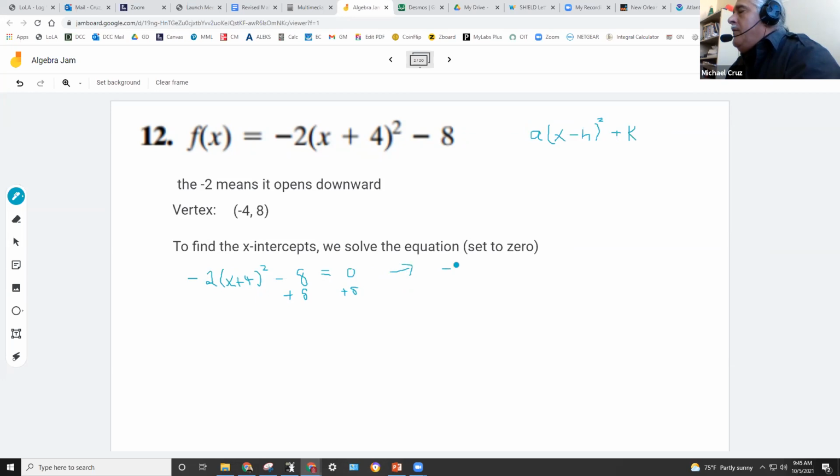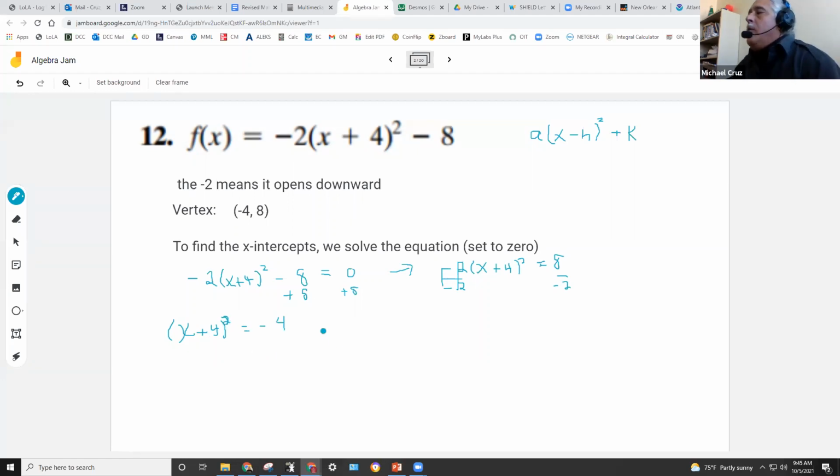So then we got negative... is equal to 8. And now I'm going to divide both sides by -2. And so this is just going to be a plain old x plus 4 squared, and it's equal to -4. All right.